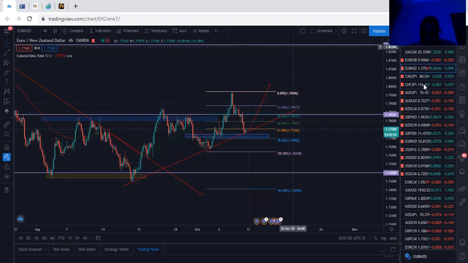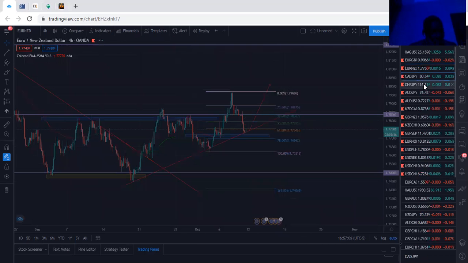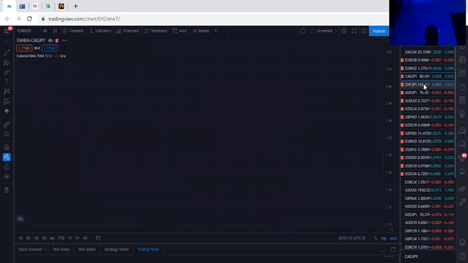So let's run through the other pairs. This is CAD JPY. So on CAD JPY, let's see.